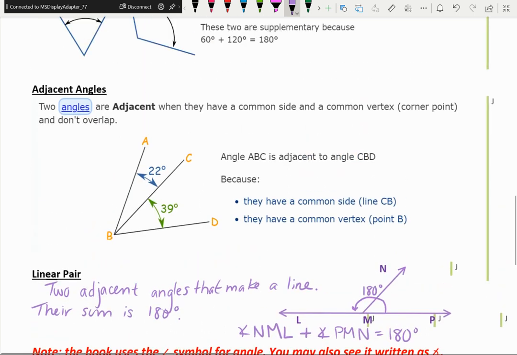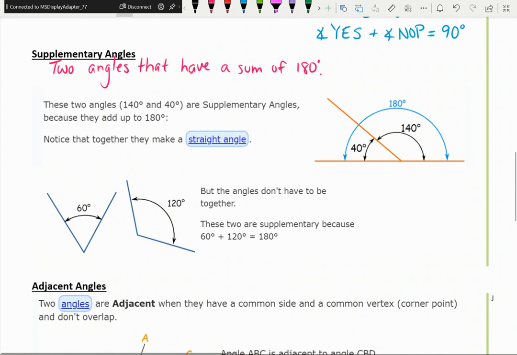But let's go back up and look at supplementary angles again. Supplementary angles are two angles that have a sum of 180. Now, these could be adjacent, and then they are supplementary, but they're also a linear pair, or they could be separate. Any two angles that add up to 180 are supplementary. If they're adjacent, then they're also called a linear pair. So a linear pair is always supplementary, but supplementary is not always a linear pair.